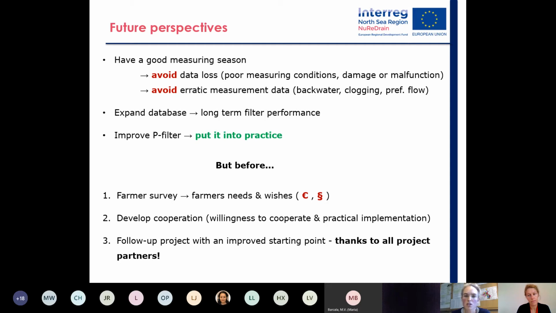But before putting it into practice, we should ask more precisely for the farmers' needs and wishes, which is also about money, as always, and legal requirements. Develop a cooperation, which is not only the willingness to cooperate, but also the practical implementation. And then we have a pretty good follow-up project from NuReDrain with an improved starting point. This is thanks to all the other project partners delivering their results and experiences.